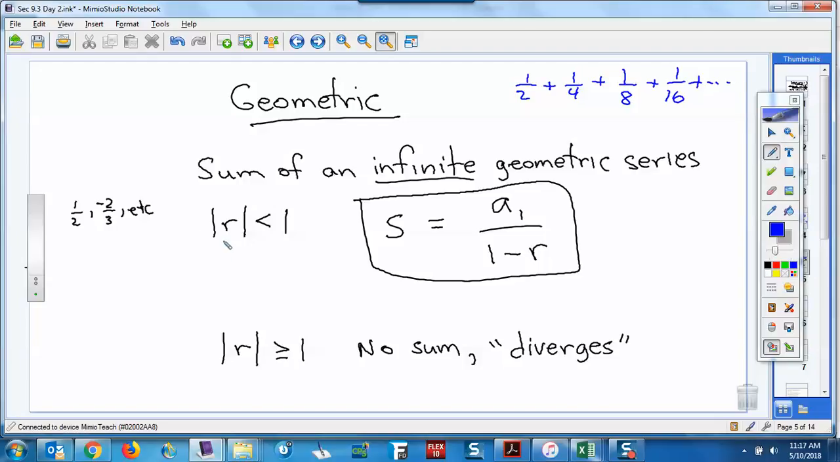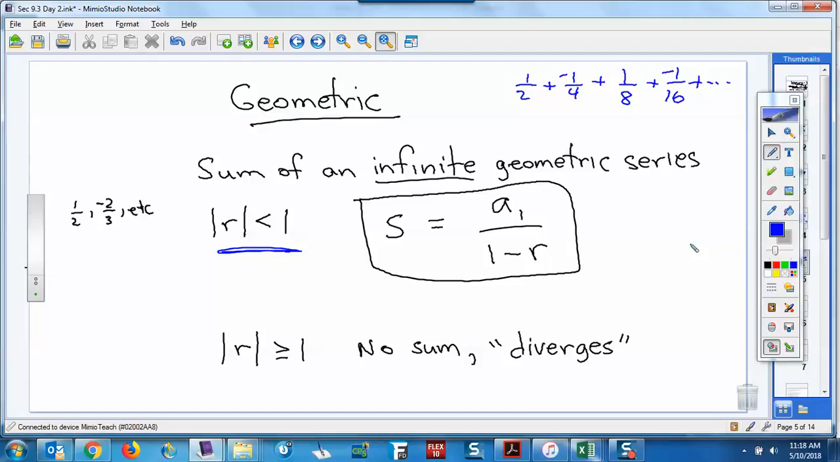All right, now, so if the absolute value of r is less than 1, so it could be negative 1/2, right? So like if this was alternating, if the signs are alternating and you're multiplying by a negative 1/2, there also would be a sum for this as well.